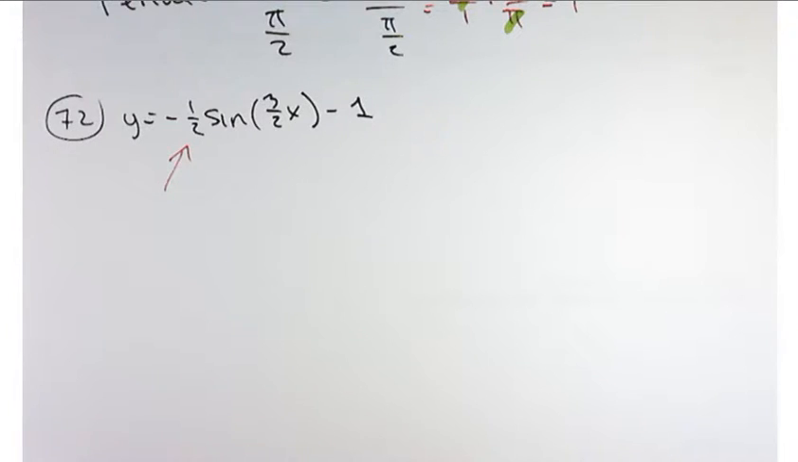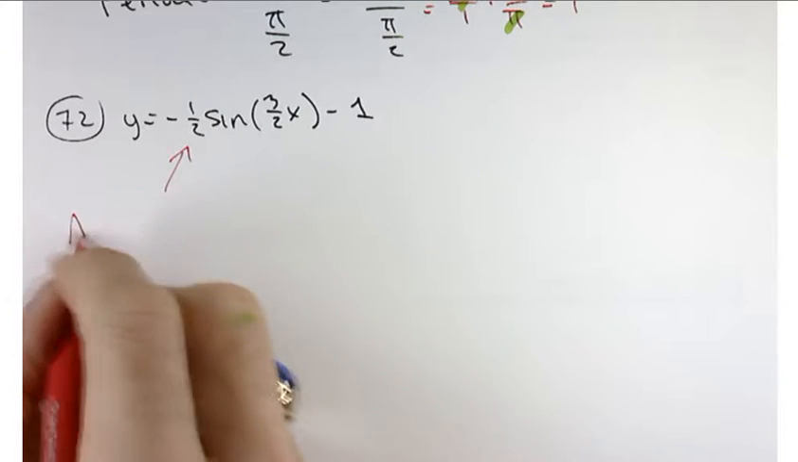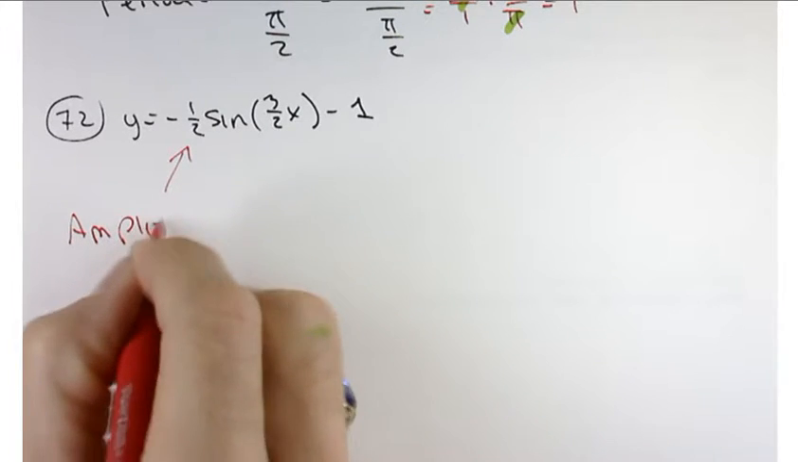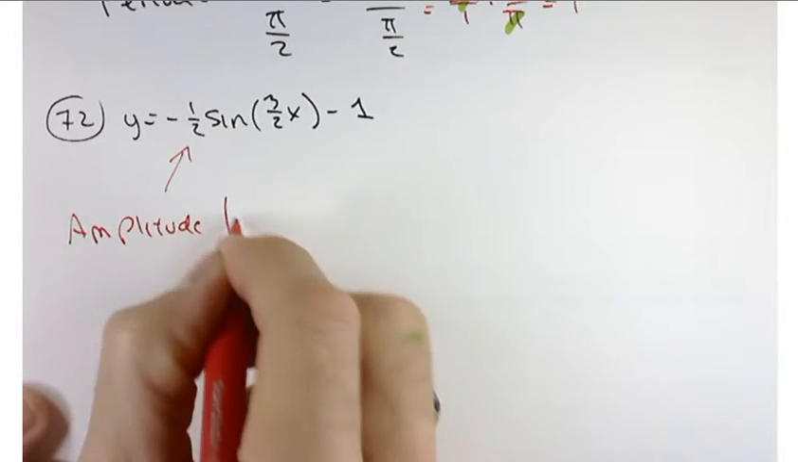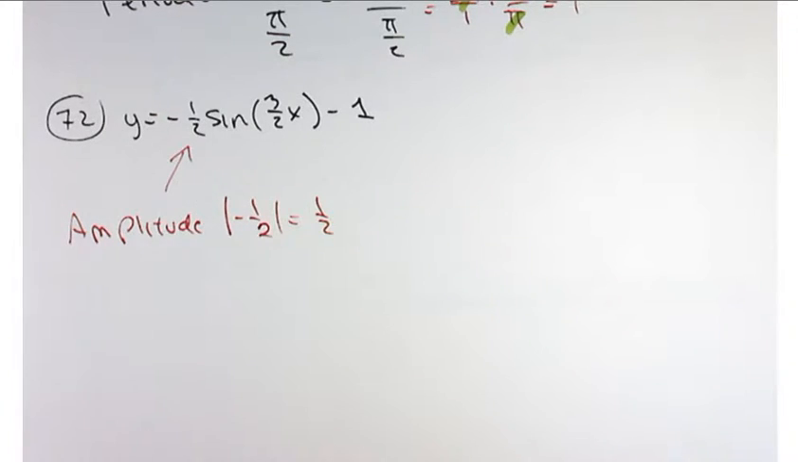There's 2 things that are going to happen. It's going to change the amplitude and flip the graph. So the graph's going to get flipped. What's the new amplitude of the graph? Good. It's the absolute value of -1/2, or better yet, just 1/2. So that's your new amplitude.